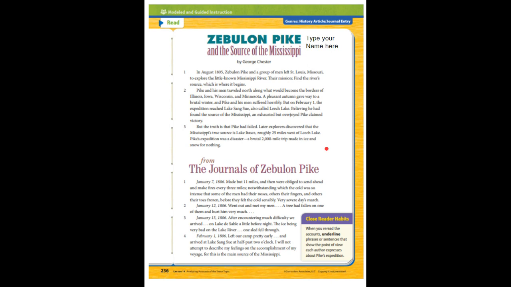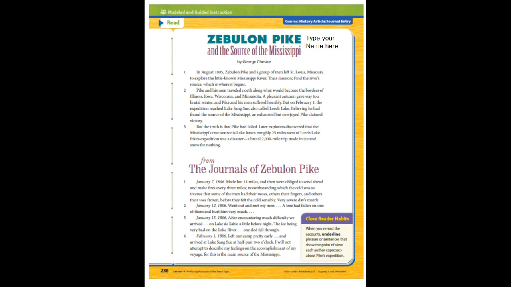So, that's pretty upsetting. So what I want us to do now, and remember, this is a history article by George Chester, so this isn't Zebulon Pike's personal opinion. We're going to look at that now here. So we're going to pay attention to this article, which is from the Journals of Zebulon Pike. And it says, paragraph 1, January 7th, 1806, made but 11 miles, and then we were obliged to send ahead and make fires every 3 miles, notwithstanding which the cold was so intense that some of the men had their noses, others their fingers, and others their toes frozen before they felt the cold sensibly.